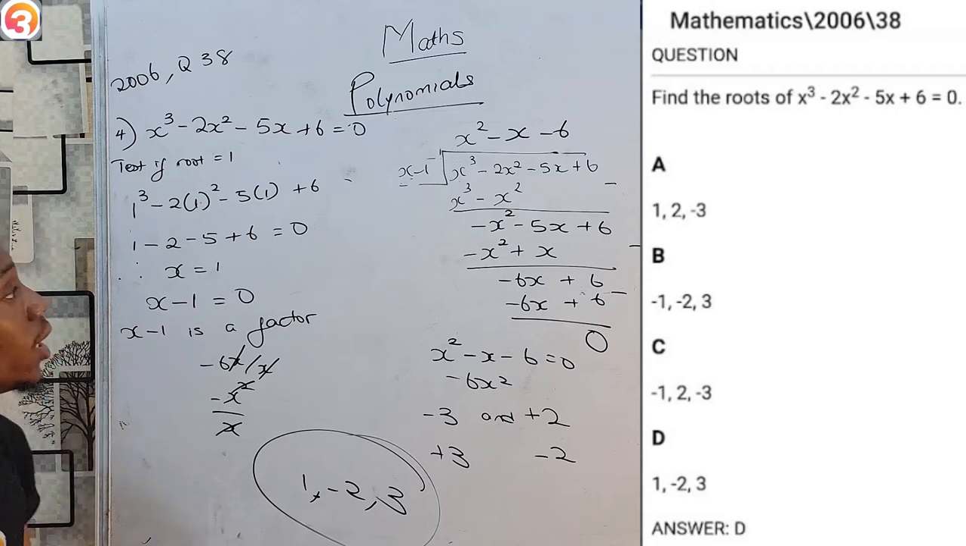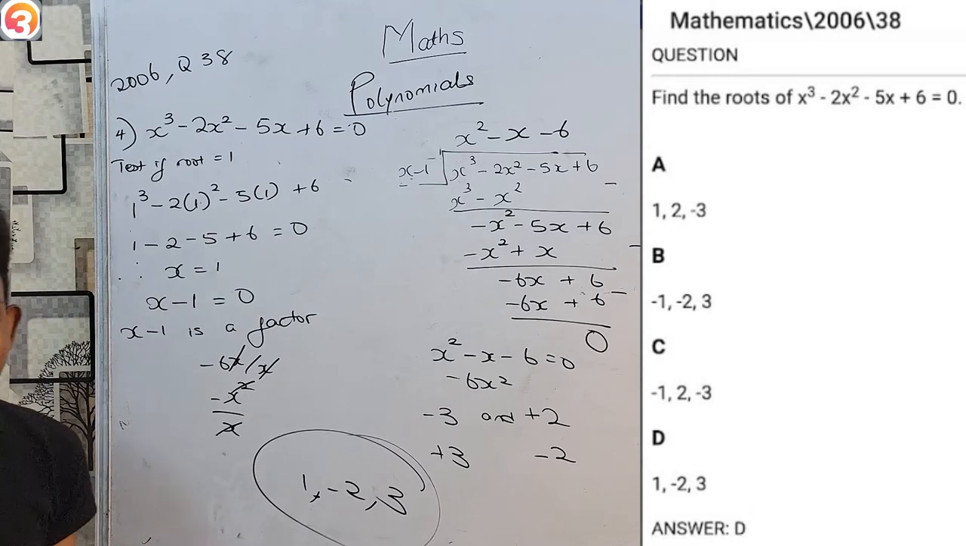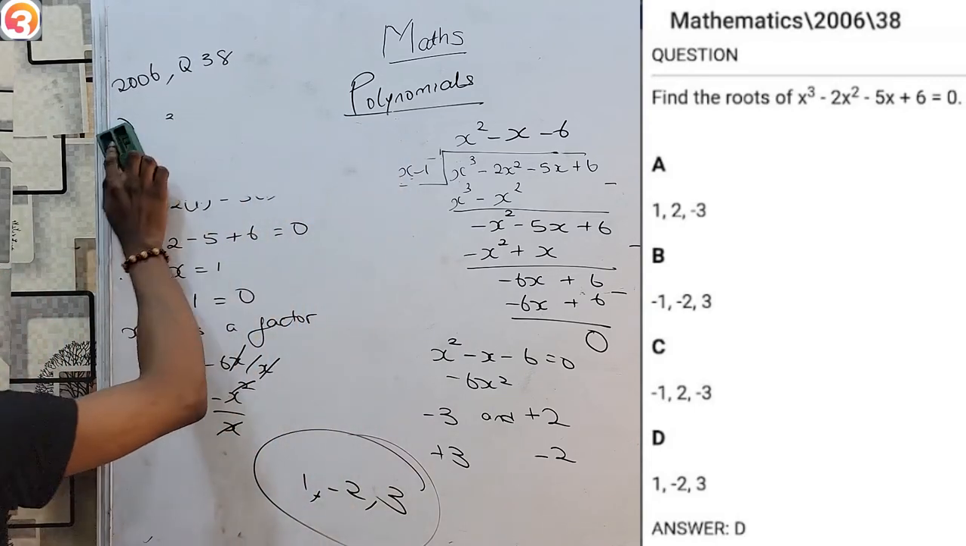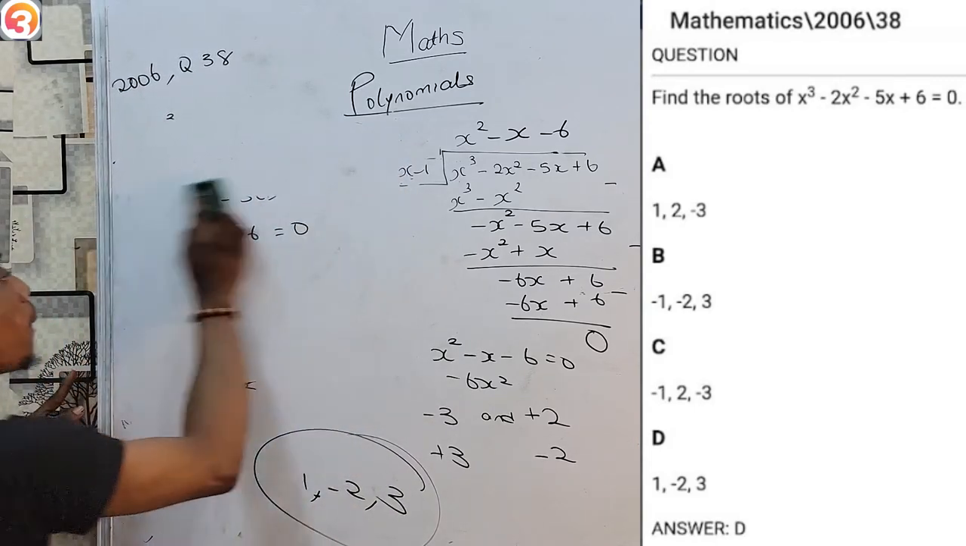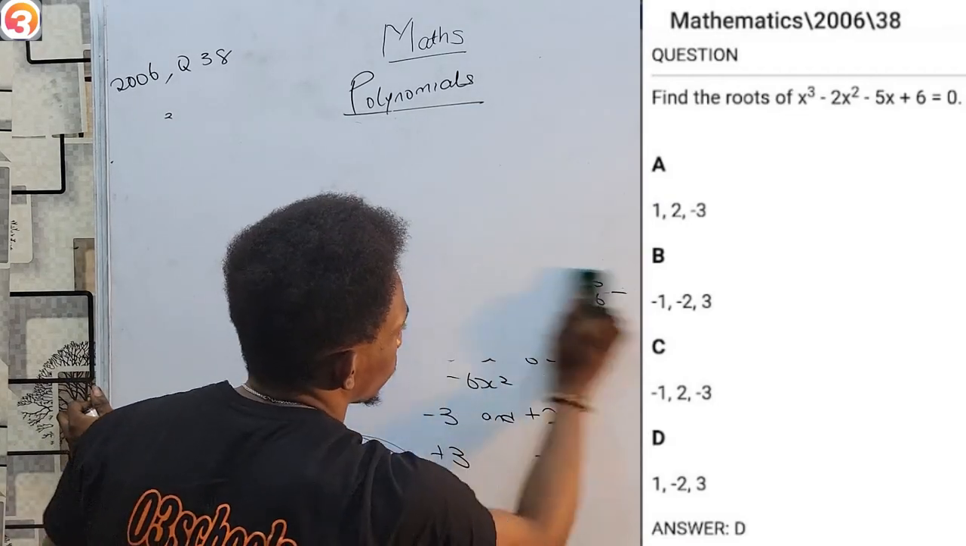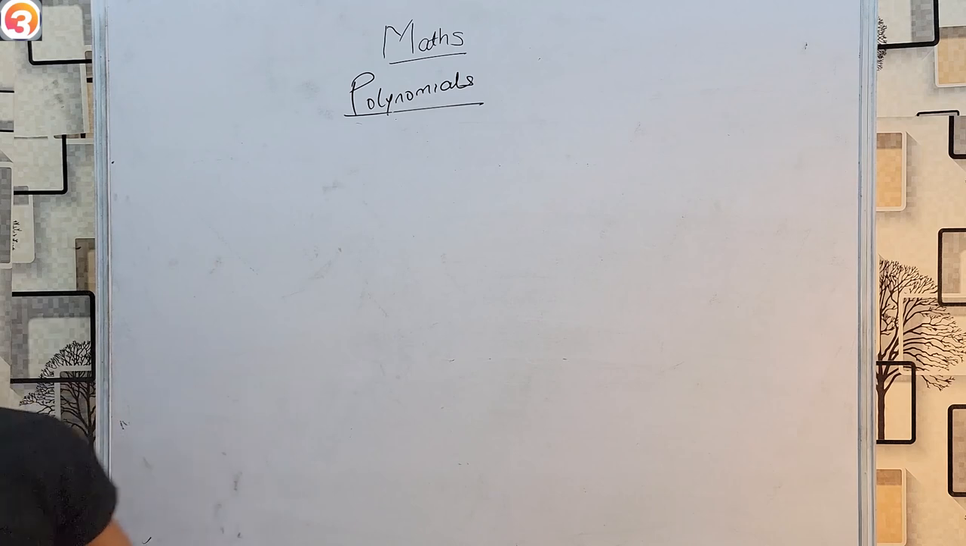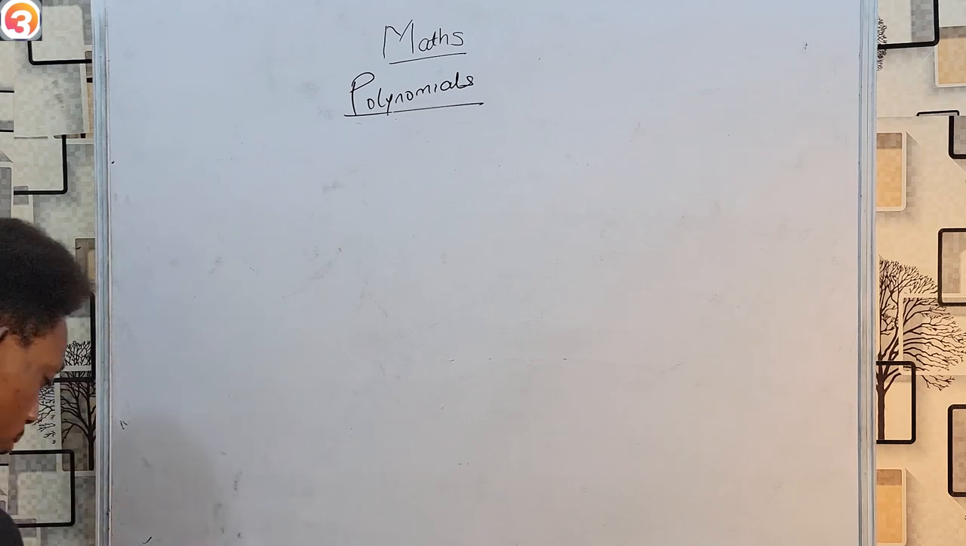However, in the case of JAMB, when finding your roots, it's always easier to just use trial and error to eliminate your options and get your answer. All right, I hope that's understood. Let's move on. That was our fourth question. Let's try a fifth one.